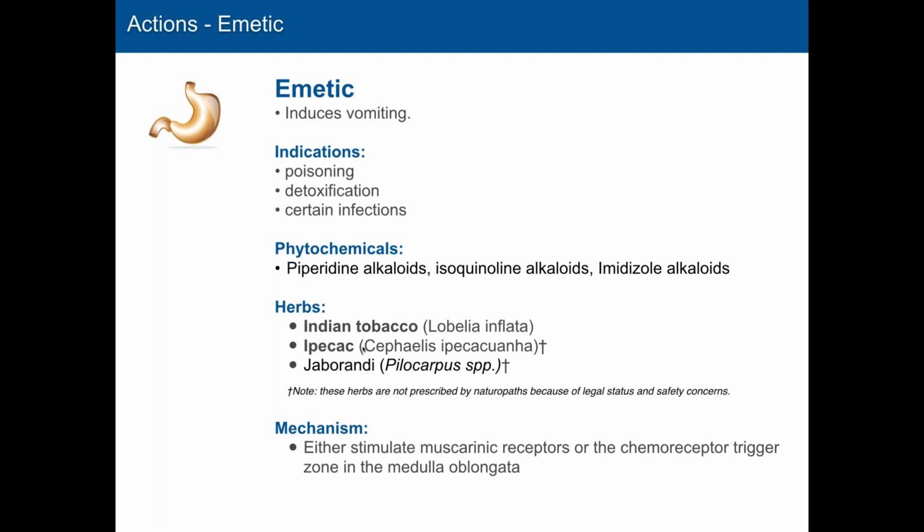But it's worth knowing that Indian tobacco, which you may be using for respiratory issues or to help people with substance abuse addictions and stuff, the piperidine alkaloids induce vomiting. In ipecac, it's a type of isoquinoline alkaloid that does it. And then the jaborandi, it's the imidazole alkaloids. Those things aren't really as important right now to remember. And in this case, it's either stimulating directly muscarinic receptors, or there's a spot in the brain called the medulla oblongata, which is responsible for vomiting, and that's sort of the area where some of these things will stimulate.